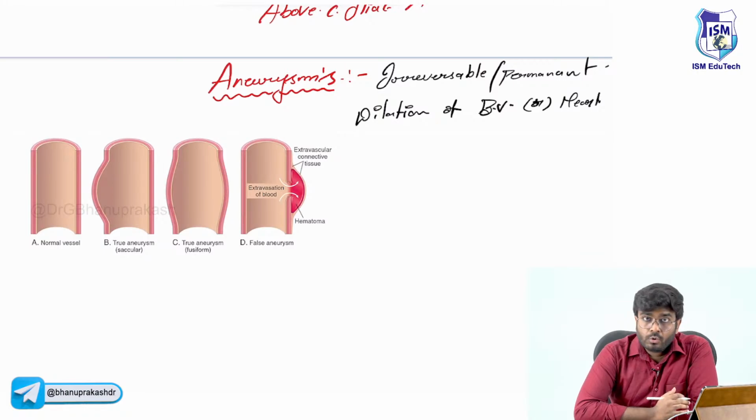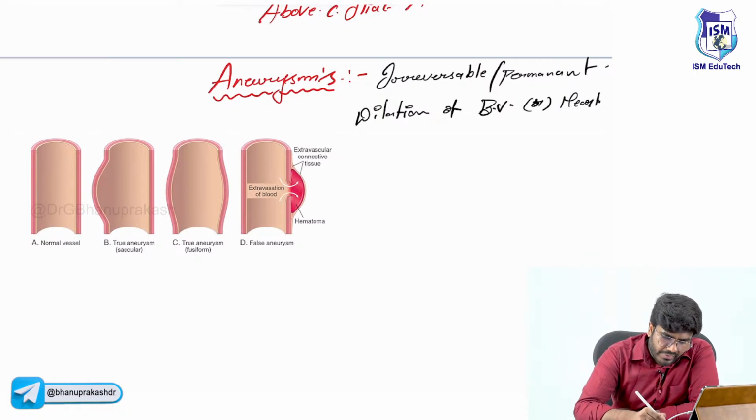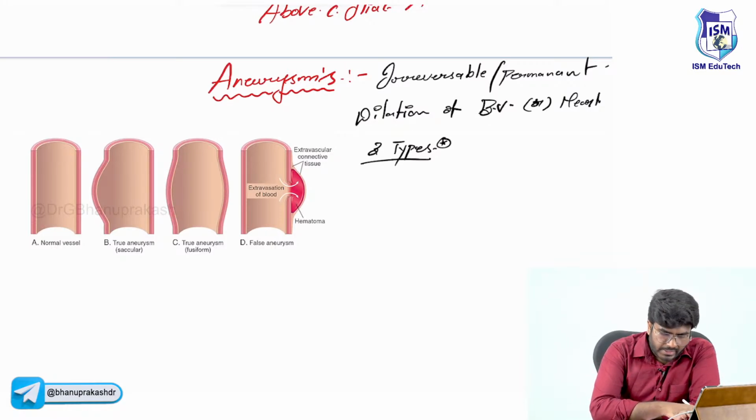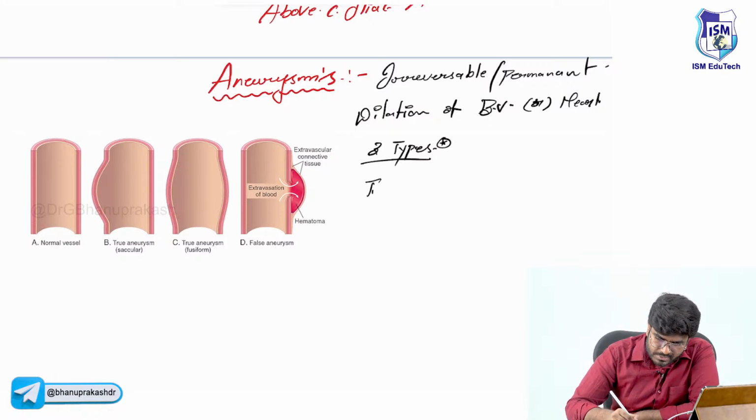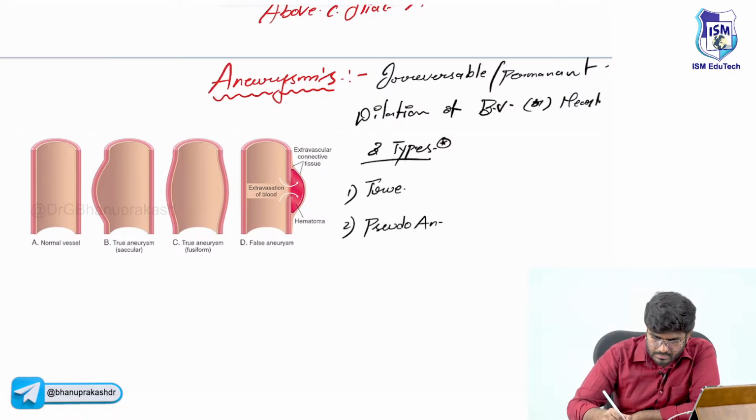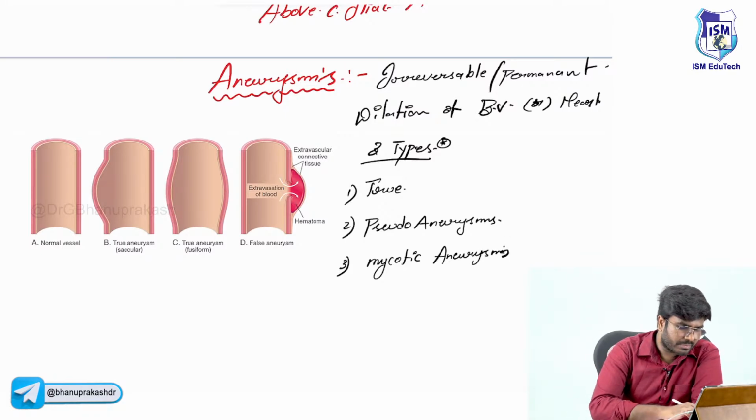Now questions that will come in your exams are how many types of aneurysms are there? There are three types of aneurysm, simple. What are the three types of aneurysms? The three types of aneurysms are true aneurysms. The second type are pseudo aneurysms. And the third type are mycotic aneurysms. There are three types of aneurysms.